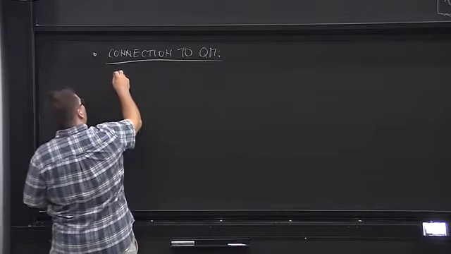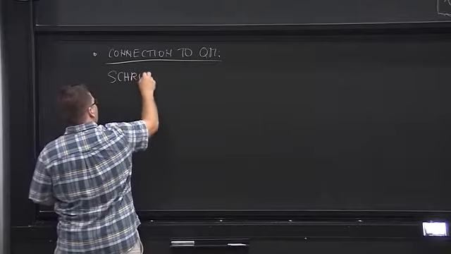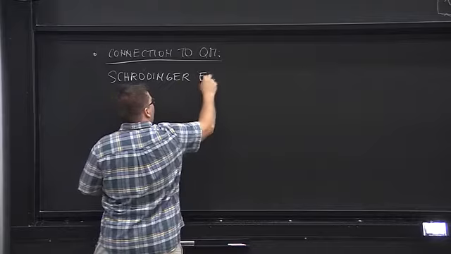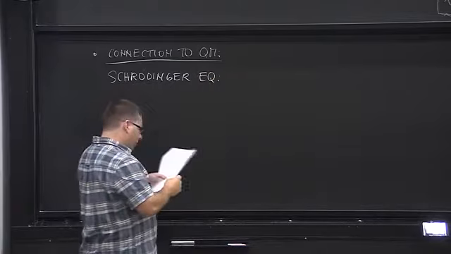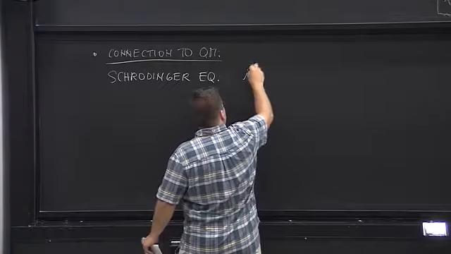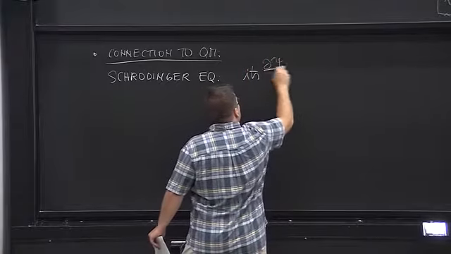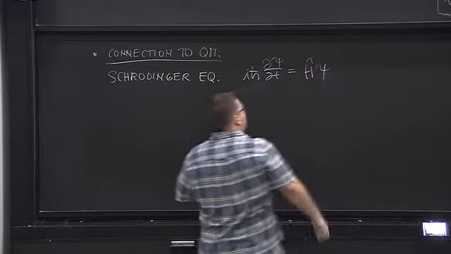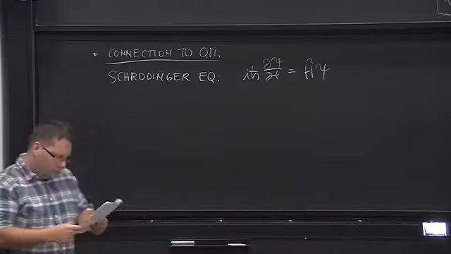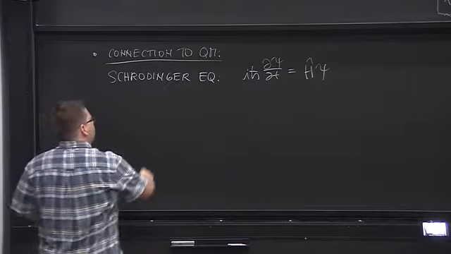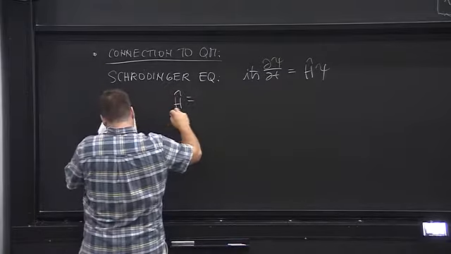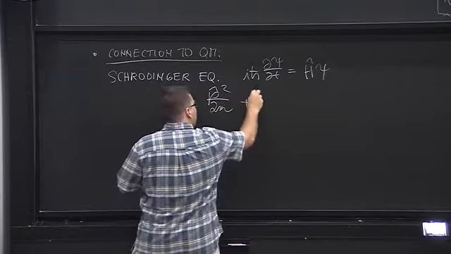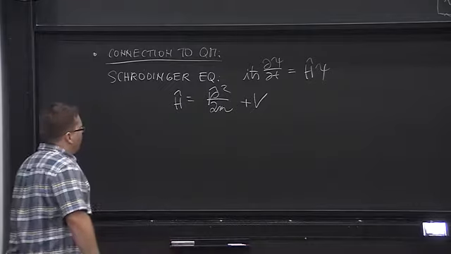So we start from the Schrödinger equation. We have a mechanical system, but now a quantum mechanical system. So we have i h bar d psi over dt equals the Hamiltonian acting on psi. That psi is your wave function. But now we know that your Hamiltonian is given by this.